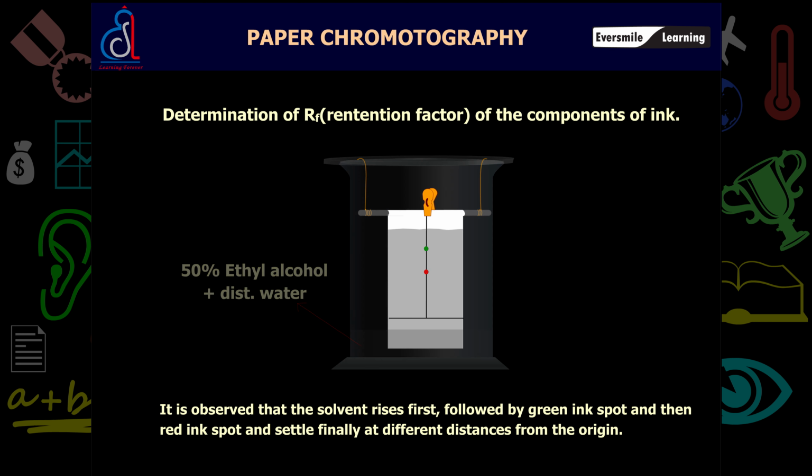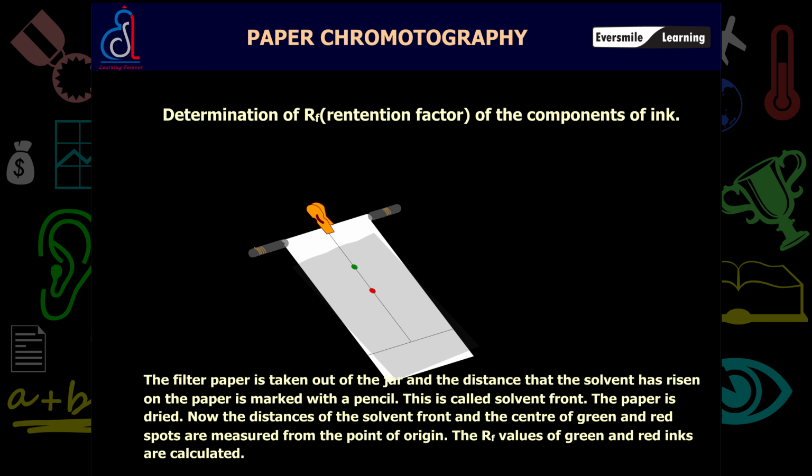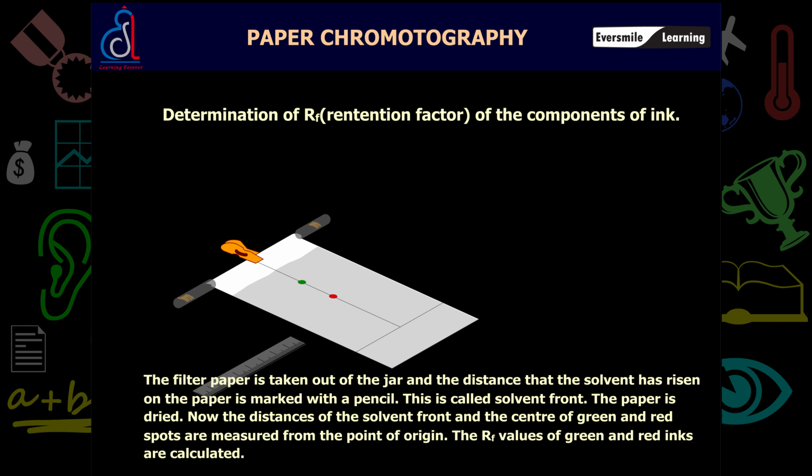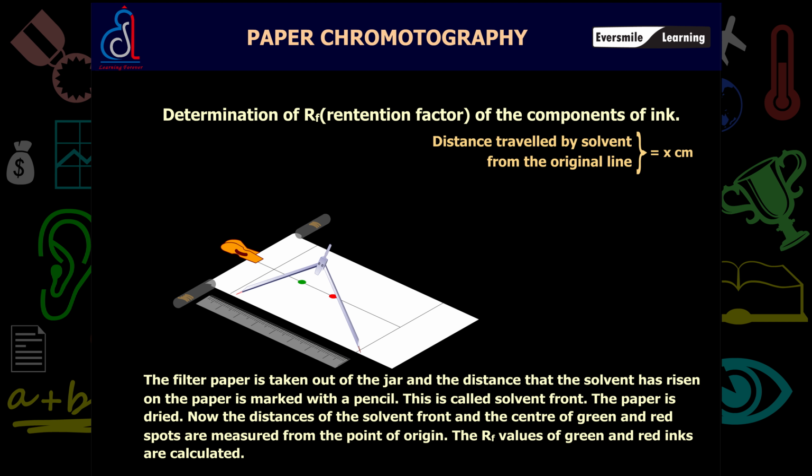The filter paper is taken out of the jar and the distance that the solvent has risen on the paper is marked with a pencil. This is called solvent front. The paper is dried. Now the distances of the solvent front and the center of green and red spots are measured from the point of origin. The retention factor values of green and red inks are calculated.